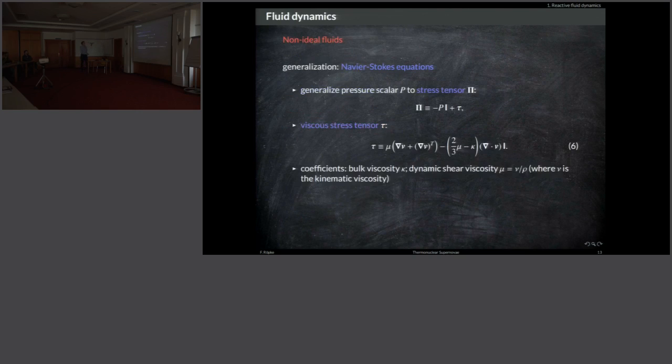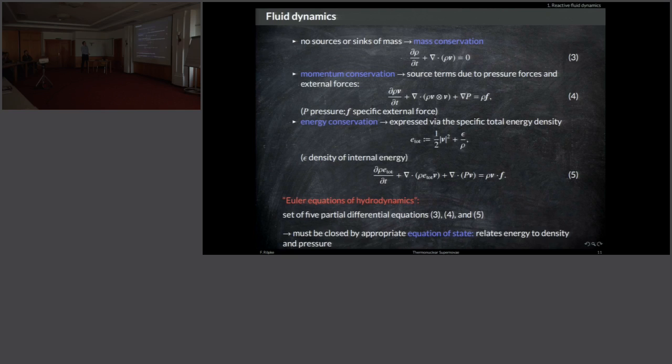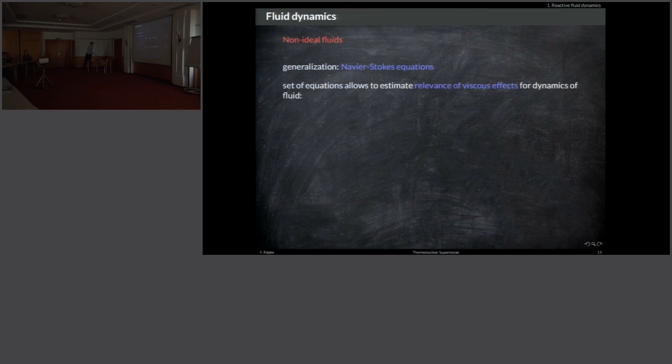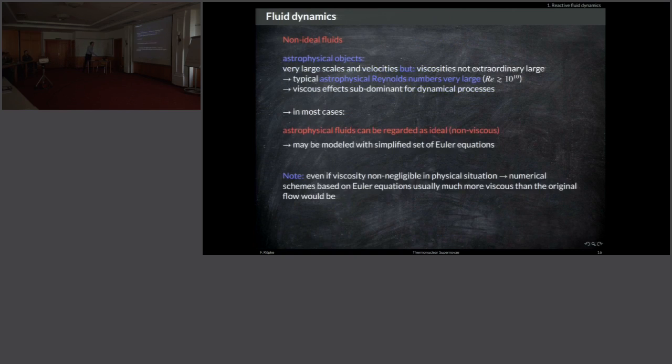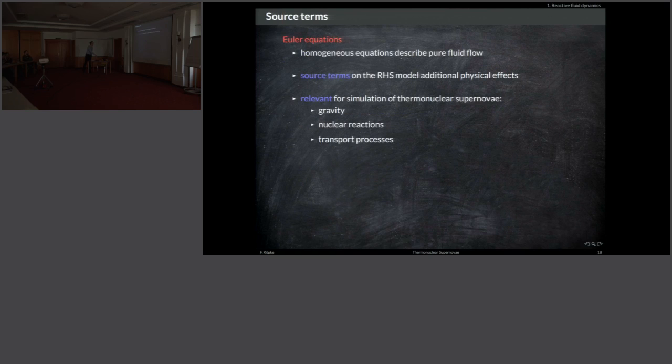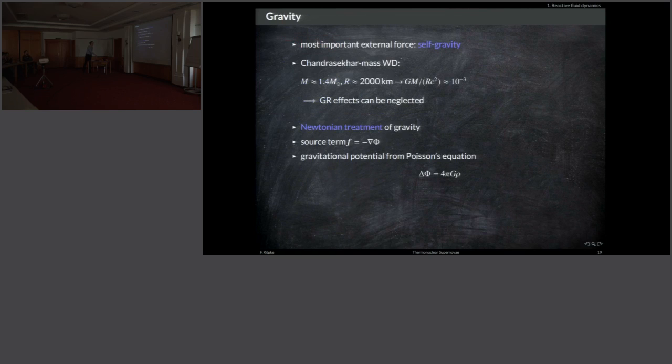So the source terms in the Euler equation: we have here on the right-hand side these source terms due to external forces. In the momentum equation, density times the specific external force, and here also in the energy equation we have an external force term. The specific external force F, of course, is to be modeled, and for self-gravity we take a Newtonian treatment.